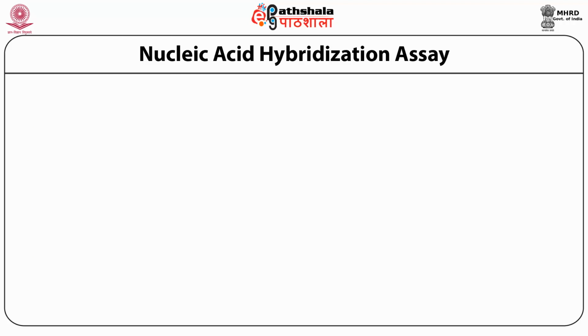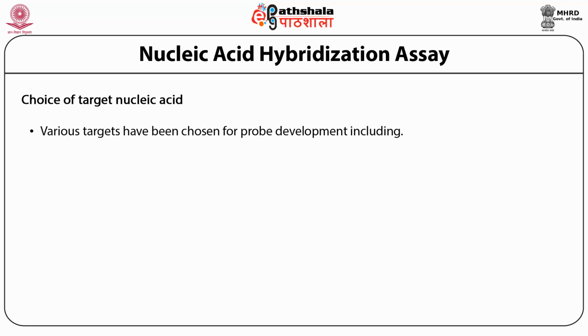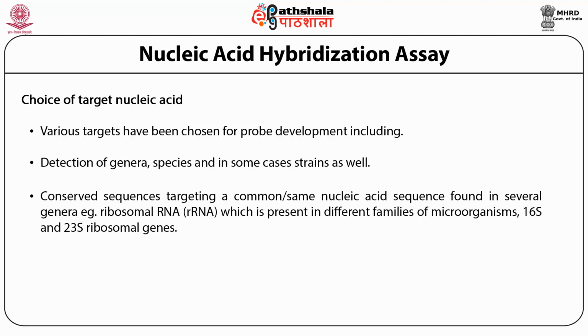The fourth point is choice of the target nucleic acid, which is very important in the identification of the pathogens. Various targets have to be chosen for probe development, including detection of genera, species, and in some cases strains as well. Generally, conserved sequences targeting a common nucleotide sequence found in several genera, like ribosomal RNA, which is present in different families of microorganisms, is used as the target sequence.